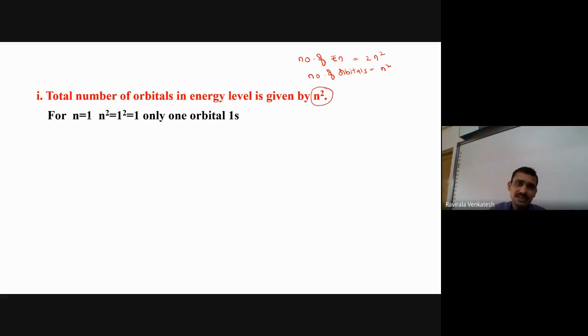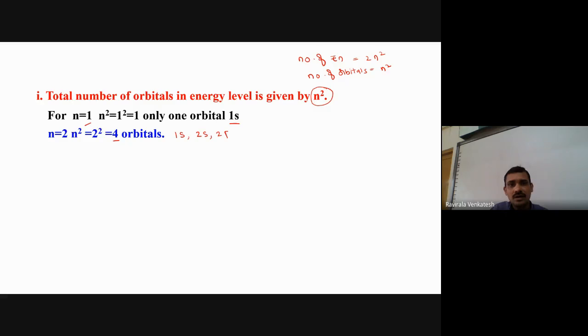So for example, n is equal to 1. Okay. In that case, how many orbitals are possible? Only 1s orbital is formed. If n is equal to 2, we can write 4 orbitals. That is 1s orbital and 2s orbital. Then actually what happened?